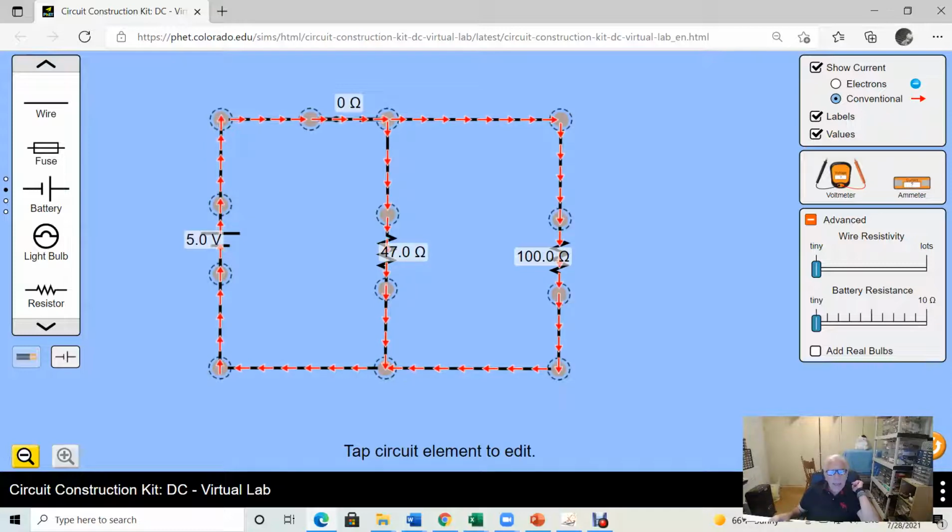But check the arrow here. See that? The arrow here is moving slower than this arrow. See that? Because we have a higher resistance. Higher resistance, charges move slower.